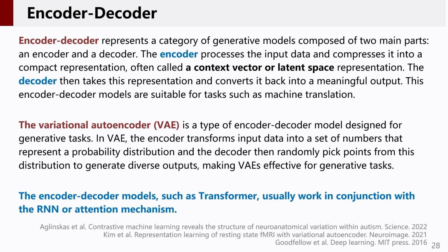These encoder-decoder models are suitable for tasks such as machine translation. An improved form of the encoder-decoder is VAE. VAE is usually used for generative tasks, and is also useful for randomly picking points from a distribution to generate some diverse outputs. The most popular encoder-decoder model is the transformer, which usually works in conjunction with RNN and some attention mechanisms to help us with interpretability.